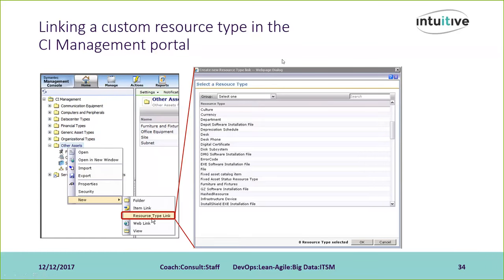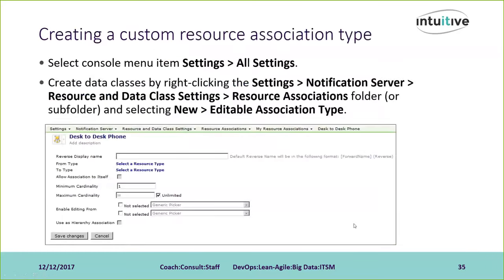So let's look at creating custom resource association types. Those are found again in the same general folder of resource and data class settings. To configure a resource association type, we change the name from the default of New Editable Association Type. This will then be the forward resource association type name. That's the name displayed when showing the from or parent resource type to show the relationship to the to or child resource type.